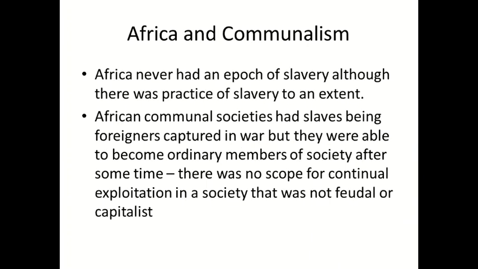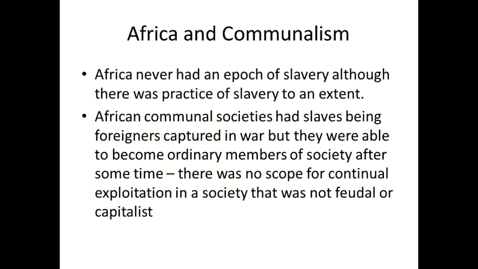In terms of Africa and progress beyond communalism, Africa never had an epoch of slavery, although there was practice of slavery to some extent. Most slavery found in Africa was in North African and other Muslim societies, where feudalism was the structure of society and slaves remained in that status for generations.